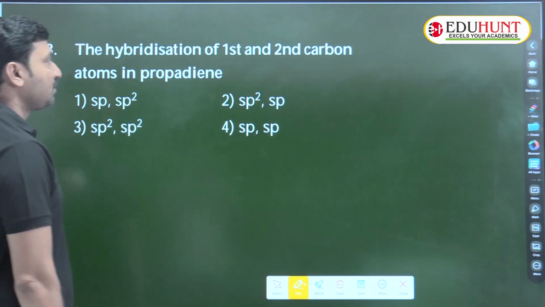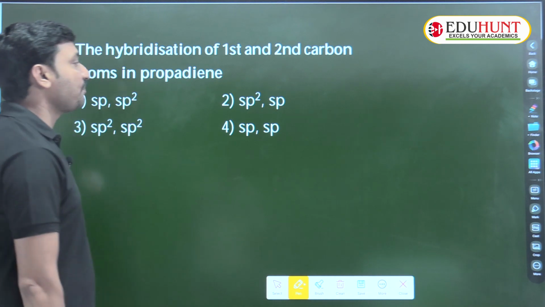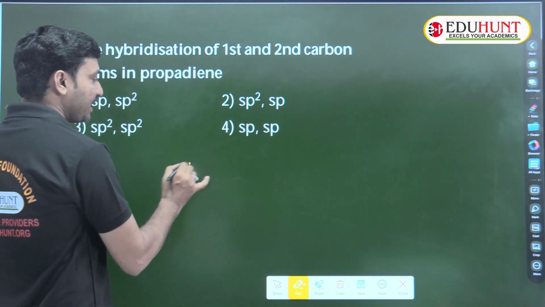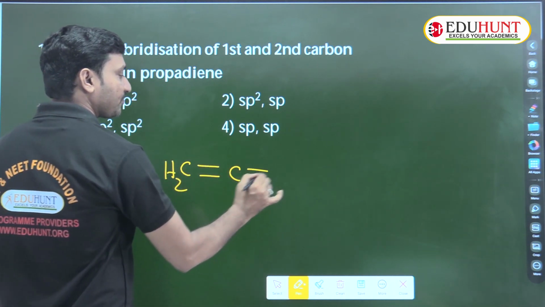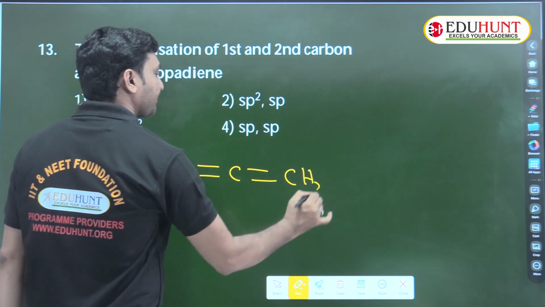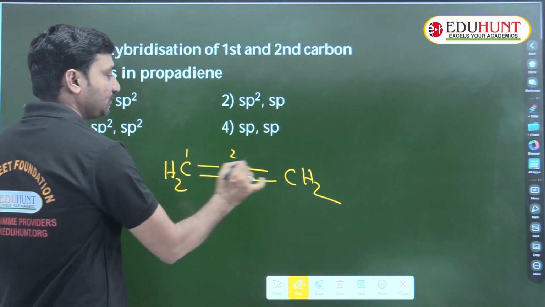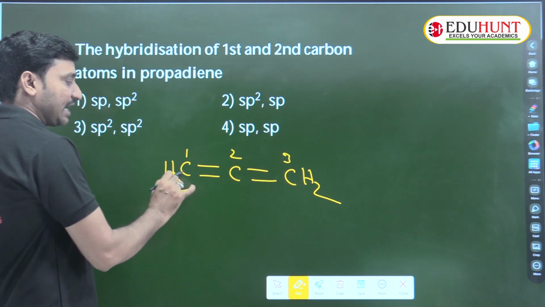Next one. The hybridization of first and second carbon atoms in propadiene. Propadiene, what is the structure of propadiene? This is the structure of propadiene, right? 1, 2, 3, numbering the carbons.